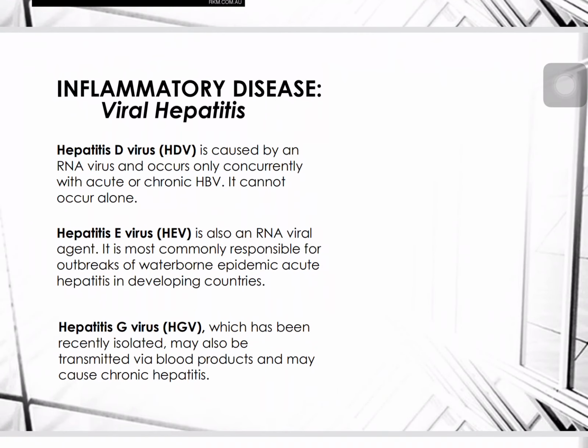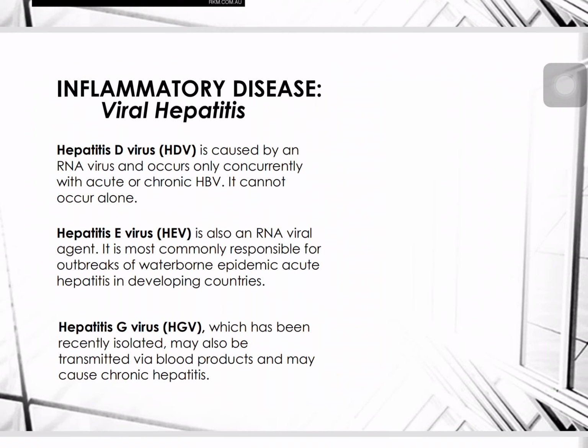Hepatitis D virus is caused by an RNA virus and occurs only concurrently with acute or chronic HBV. It cannot occur alone. Hepatitis E virus is also an RNA agent, and it is most commonly responsible for outbreaks of waterborne epidemic and acute hepatitis in developing countries. Although the infection may be severe, it does not progress to a chronic state.